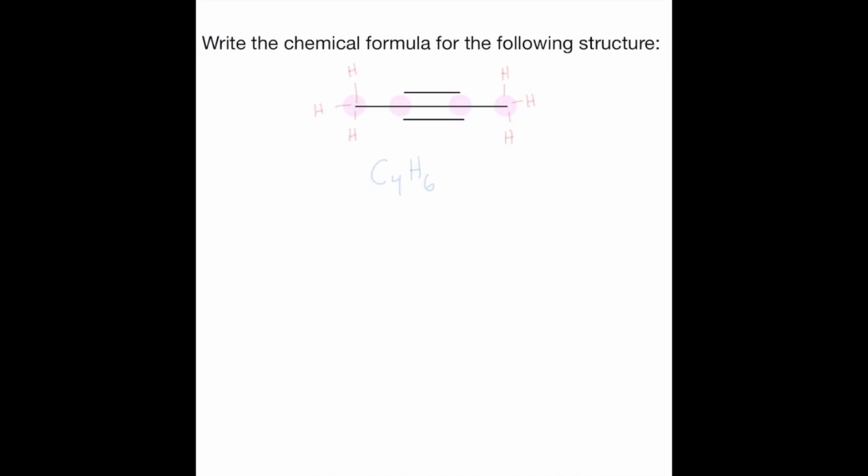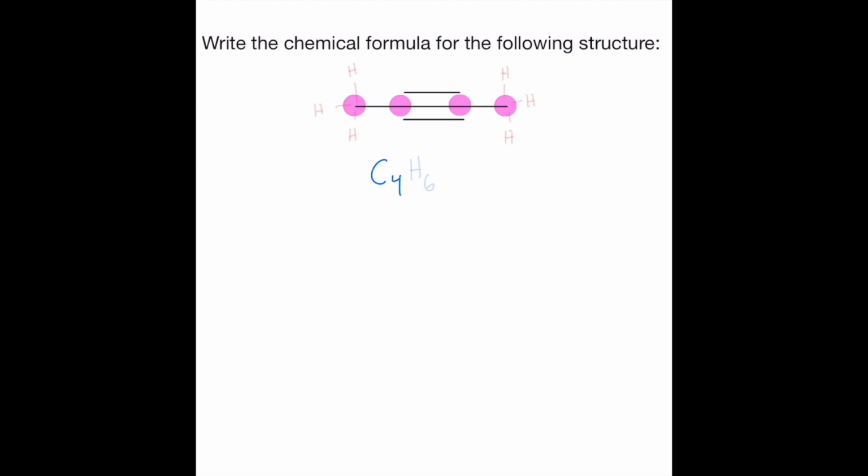Let's practice writing the chemical formula for the following structure. First, we need to determine how many carbon atoms are in the structure. So we can count 1, 2, 3, 4 carbon atoms, making the first part of the chemical formula C4. And then let's go in and draw the hydrogen atoms.